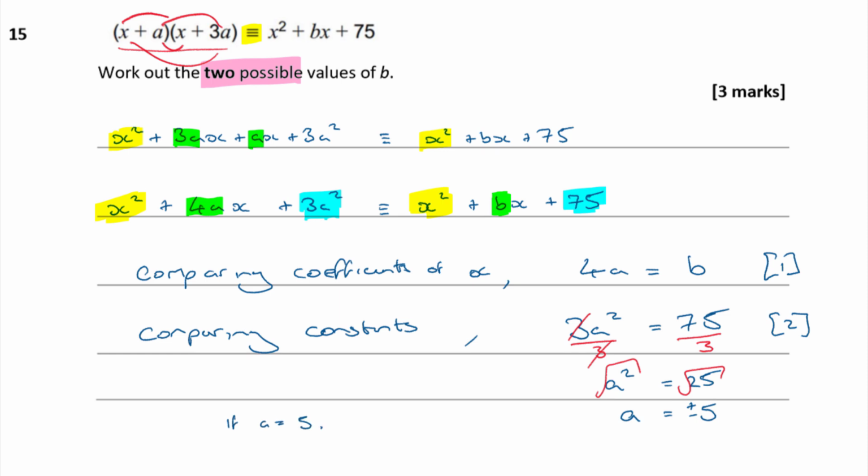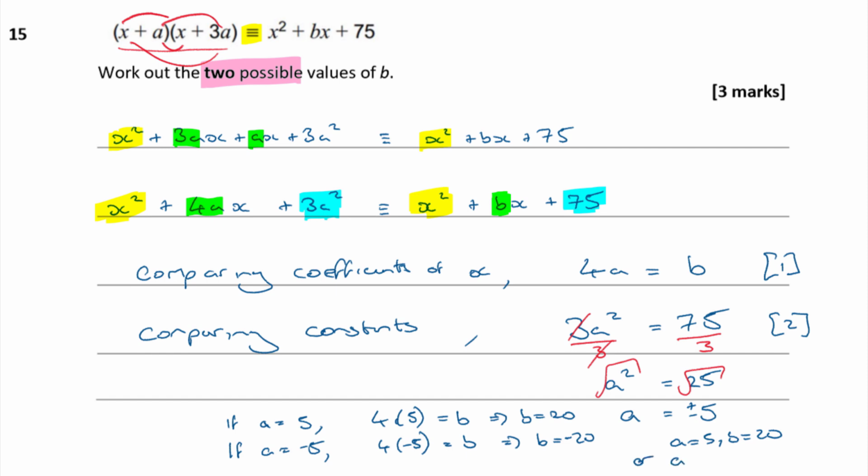If a is equal to 5, what is the value of b then? Then 4a is going to be 4 lots of 5, and that is equal to b. So that means that b is equal to 20. And if a is minus 5, then 4 lots of negative 5 is equal to b, and that means that b is negative 20. So we've got 2 solutions. We've got a is 5, b is 20, or we've got a is minus 5, b is negative 20. They're my 2 solutions.